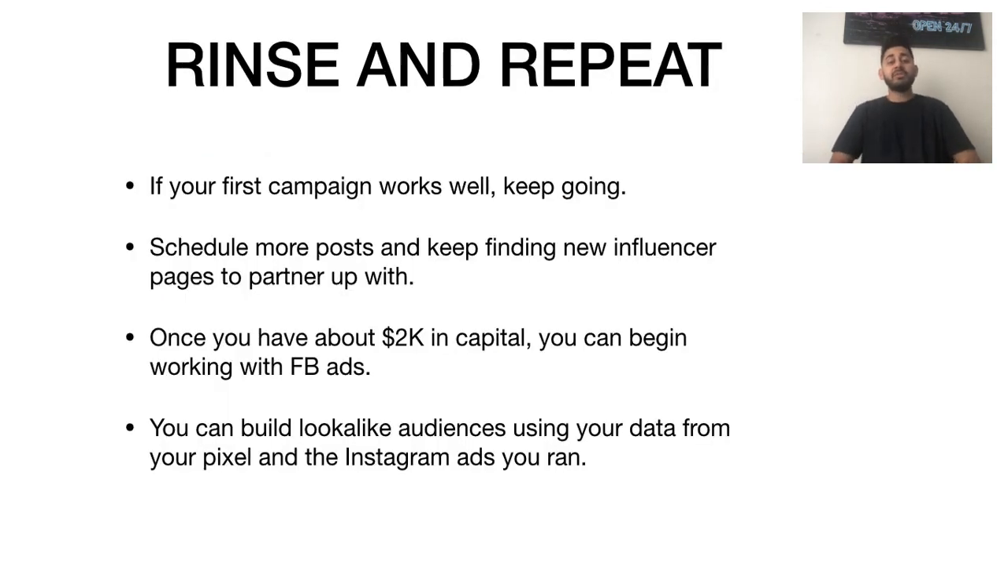Last but not least, if this works for you guys like it has for me in the past and a lot of students that I work with, my biggest advice for you guys is rinse and repeat, right? If your first campaign works well, keep going and schedule more posts and keep finding new influencer pages to partner up with. Once you have about $2,000 roughly in capital from the profit you've made using this strategy, you can start working with Facebook ads. And like I mentioned, if you install your Facebook pixel, you can actually start building lookalike audiences using the data that you generated from your pixel and the Instagram ads you ran right off the bat, and you'll be cooking. You'll have a really successful store and all that good stuff.